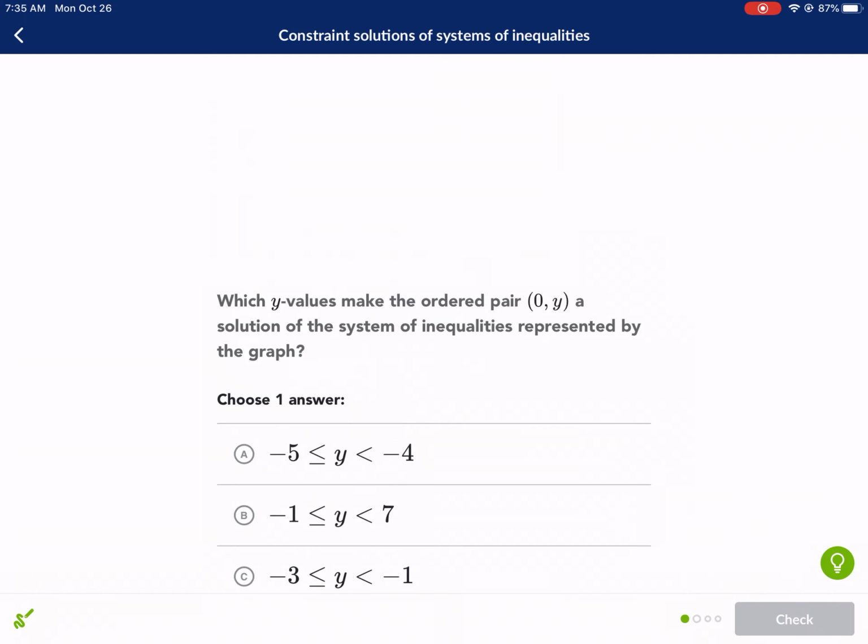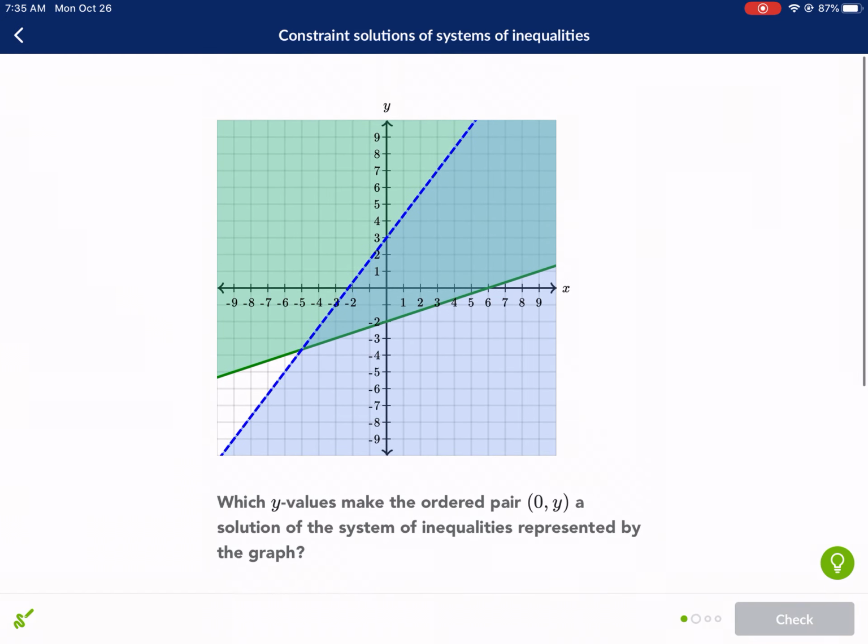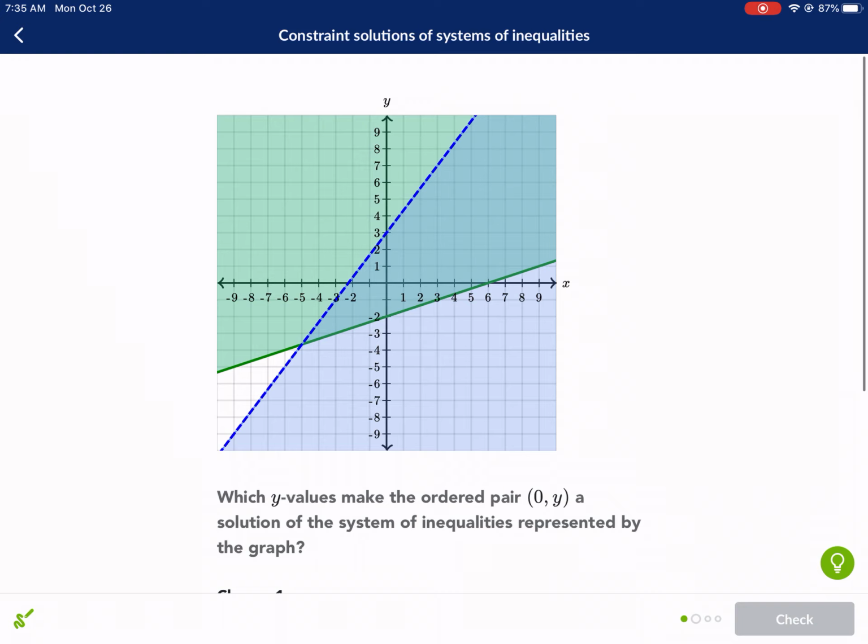All right, let's go to the next one. Now that you got the idea, we'll probably make this a little bit easier. Now we're talking about the y values that make the ordered pair (0, y) a solution.